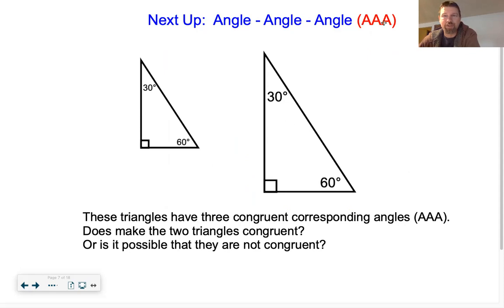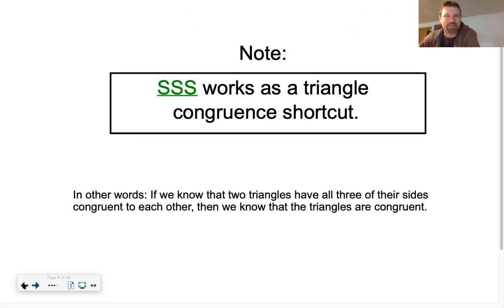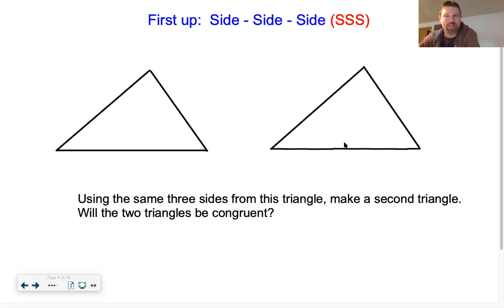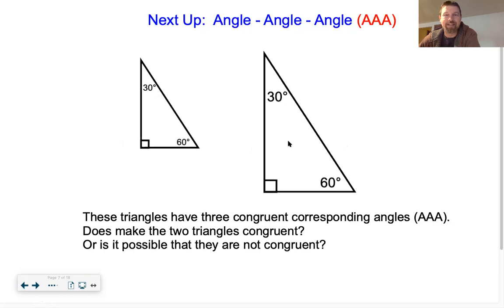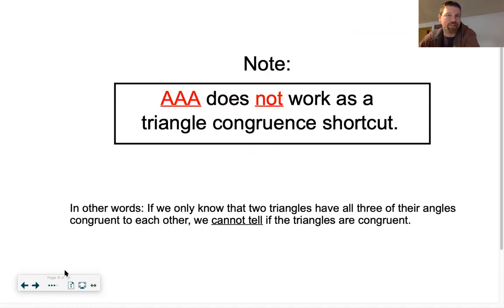So just because you know all three angles are the same doesn't make the triangles congruent. That's different from side, side, side. With side, side, side, if you knew the sides were the same, those triangles were exactly the same shape and size. Angle, angle, angle does not work, however. I've got two triangles with the same angles, but they are not the same size. So angle, angle, angle will unfortunately not work as a triangle congruent shortcut.